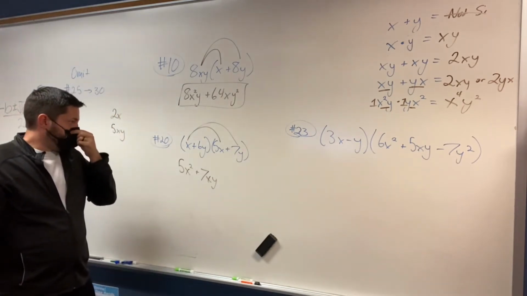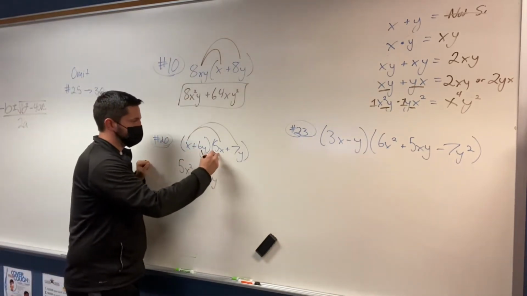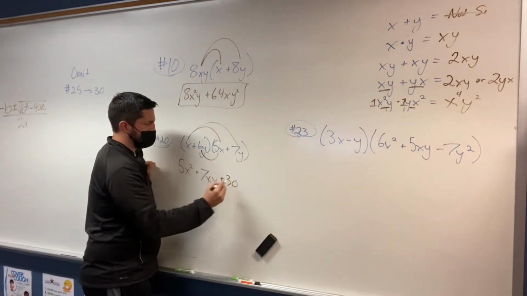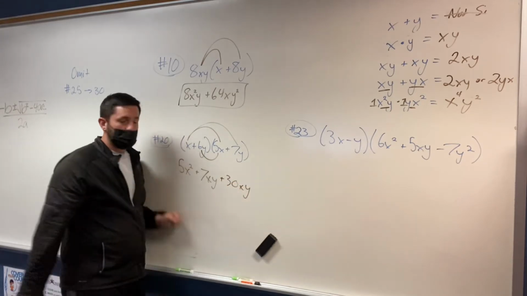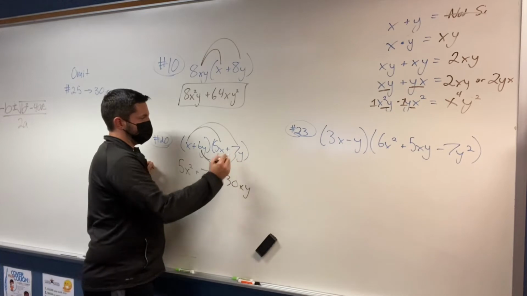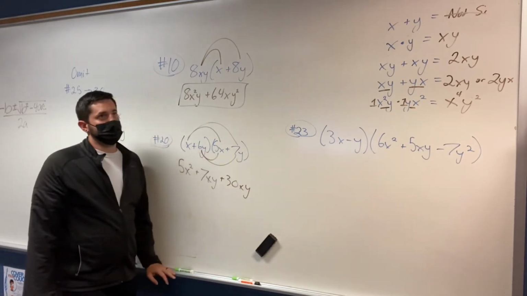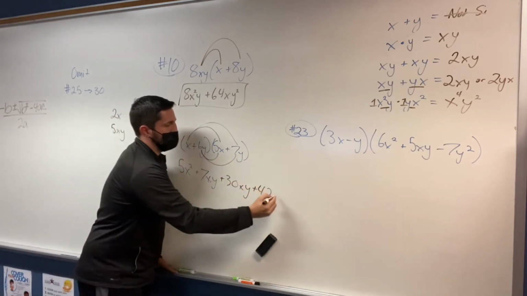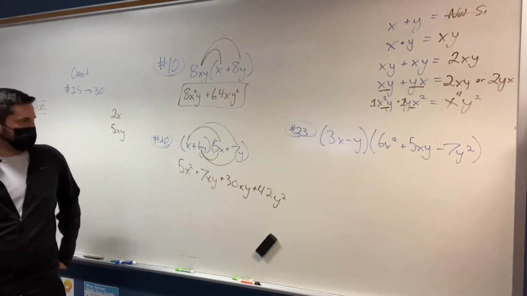Whose turn is it now? The 6y's turn. 6y times 5x. I have 6 times 5 is 30. y and x are just going to glue together so I have xy. Or again, yx. And lastly, he pairs up with both of them. 6 times 7 is 42. y times y is y squared, because 1 plus 1, I'm adding my exponents, okay?